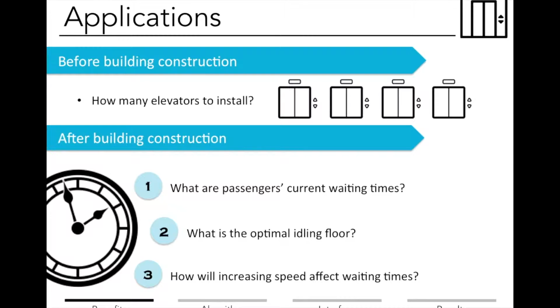Here are some of the questions that our program answers, which help users decide how to build and operate their elevator systems. Before construction, you might want to know how many elevators should be installed in a building, given you want to satisfy a specific service level. For an existing building with elevators already installed, the first question you might ask is, what is your elevator passengers' current expected waiting time? Second, at which floor should an elevator wait if it's not operating in order to minimize passenger waiting times? And finally, how will upgrading the current elevator system to a faster speed affect passenger waiting times?